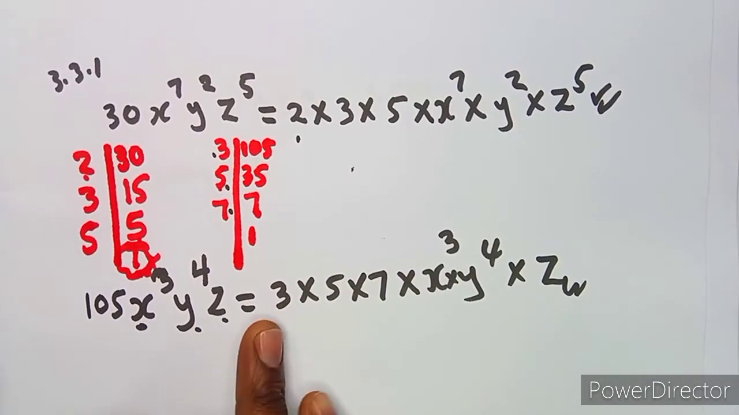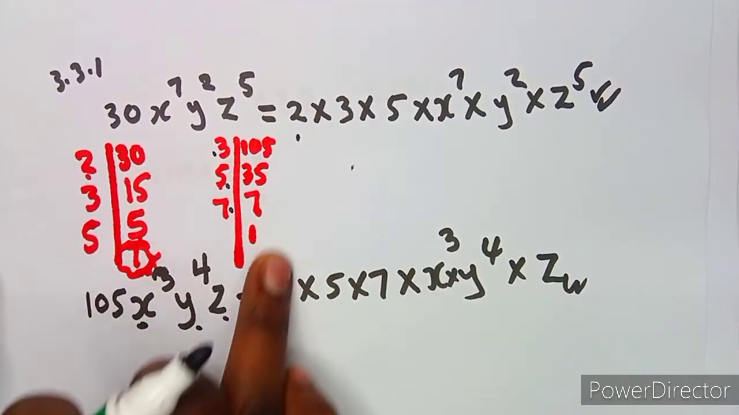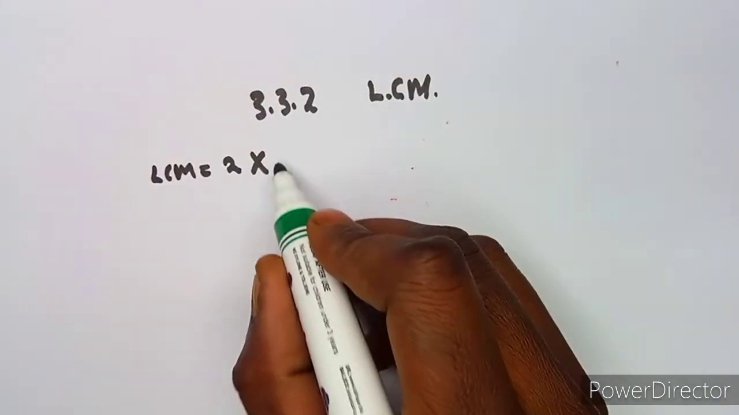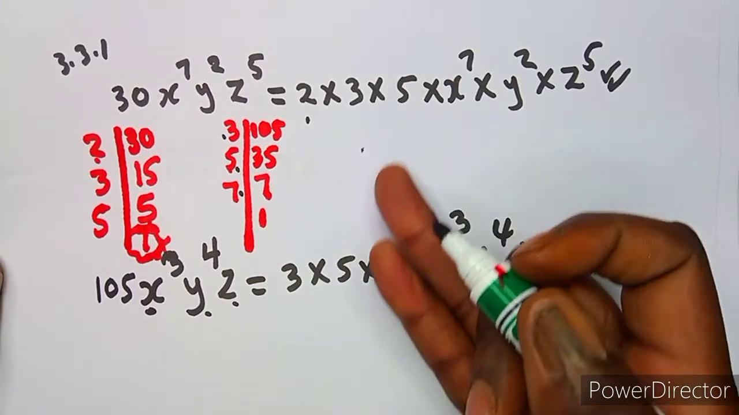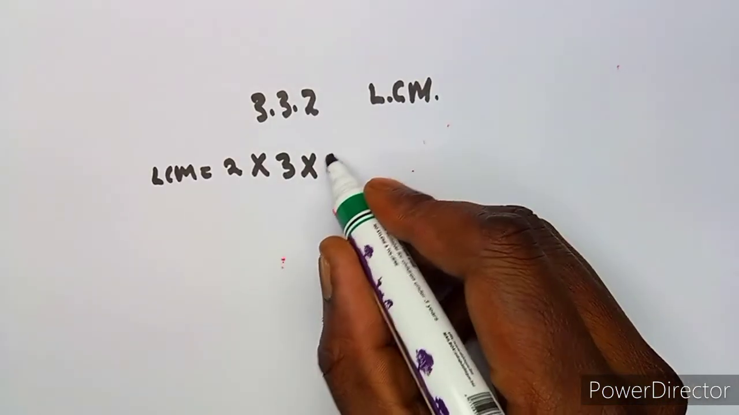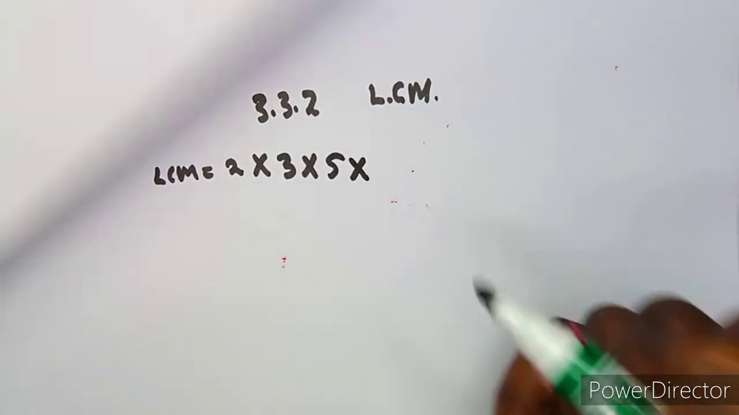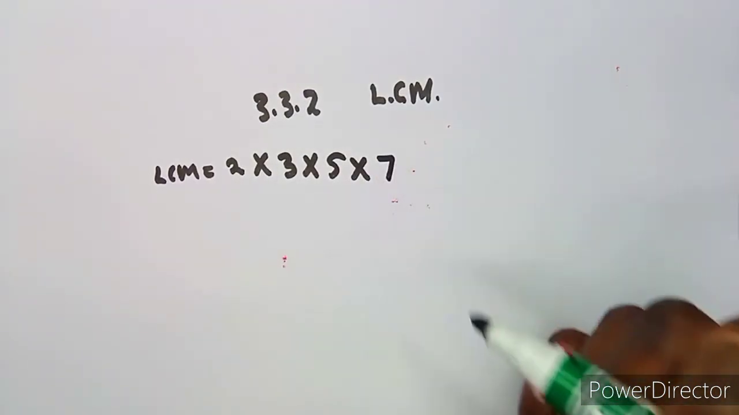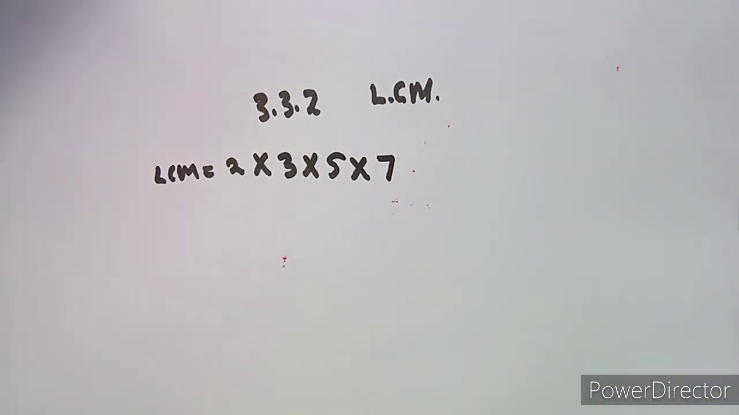We move on to 3. Yes, 3 is common. We've got 3 here, but we don't repeat these 3 because it's just appearing once in both terms, so you just take it once, times 5. This one is repeating also. You don't take it twice, you just write it once like that. Times, we also have 7. So you take every number that is there. That is the LCM.